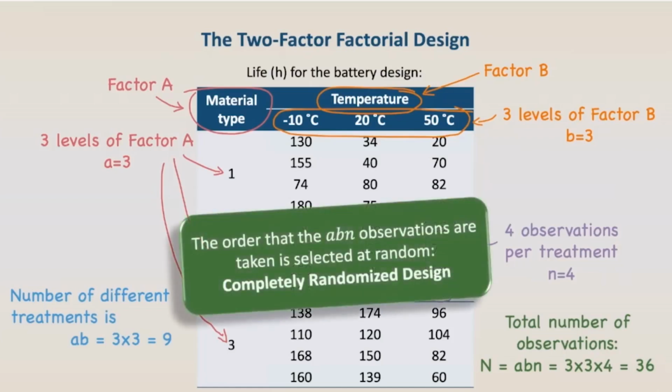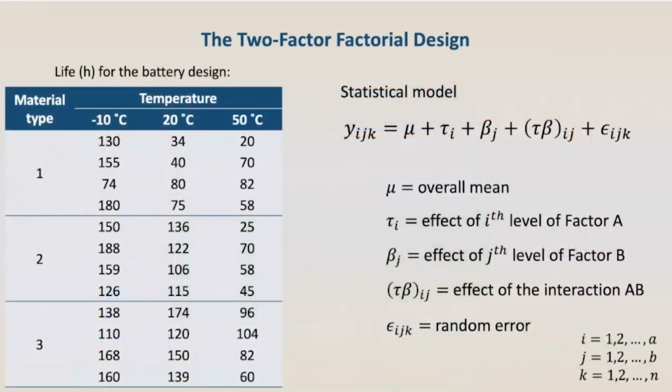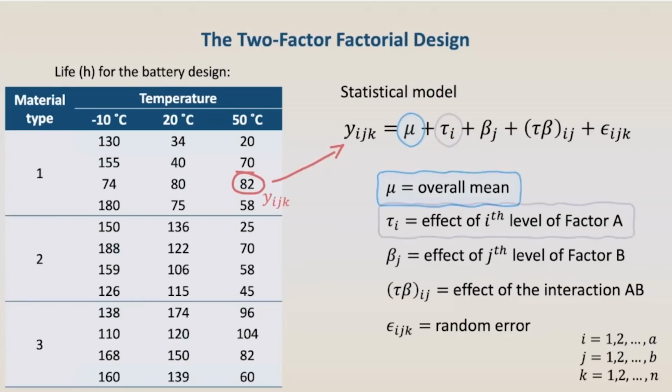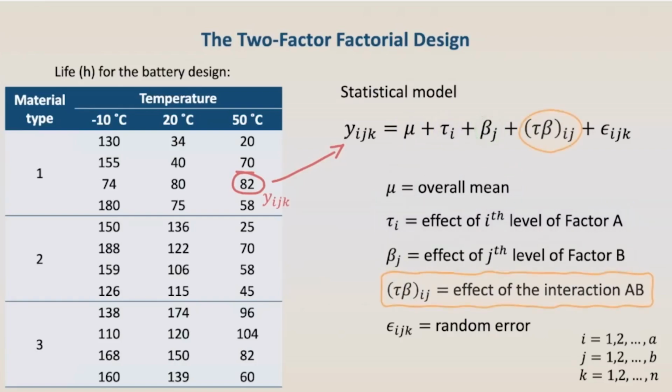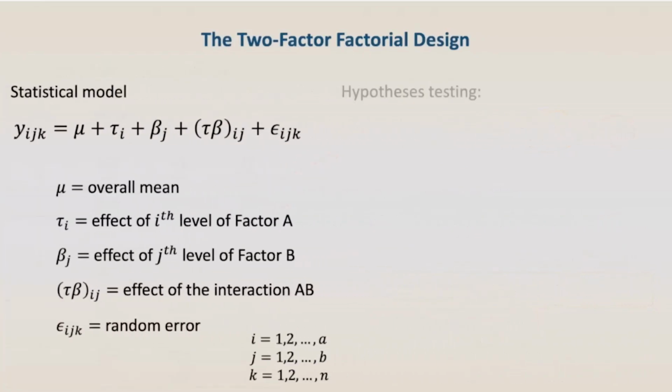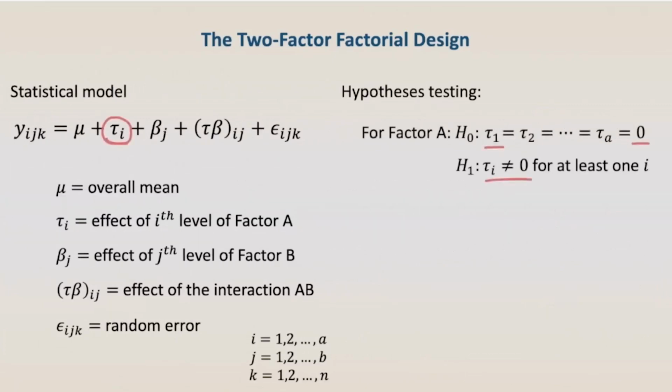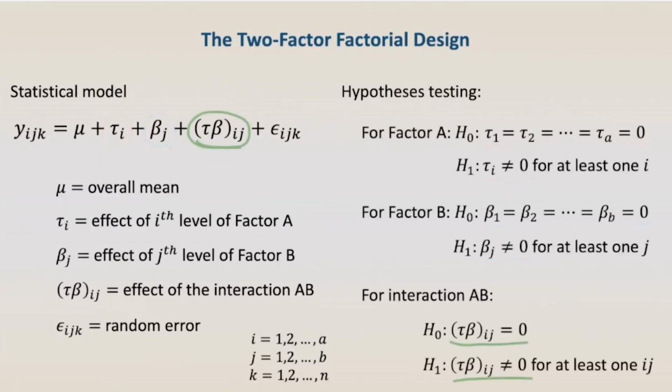The order in which the abn observations are taken is selected at random. This is a completely randomized design. In the same way as the one-way ANOVA, we can use the effects model to describe the experimental observations. In this case, each individual result Yijk can be described by the overall mean plus the effect of factor A plus the effect of factor B plus the effect of the interaction AB plus a random error. The analysis of variance will test the effects of A, B, and the interaction AB.